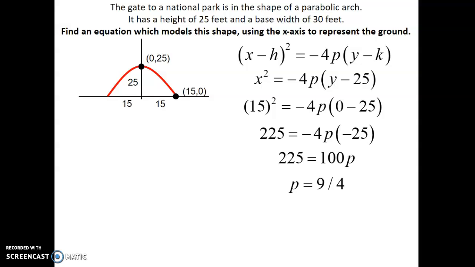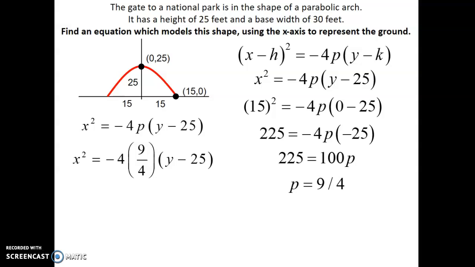So we're going to take our equation that we had up in the second line here, the x squared equals -4 times p times the quantity of y minus 25. And we're going to put that down, and we're going to replace the p-value with 9/4. Okay. Now, you should multiply the -4 times the 9/4. When you do that, the 4's will cancel, and you'll just make this as your answer.